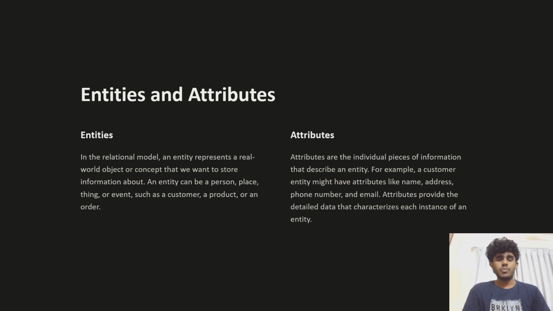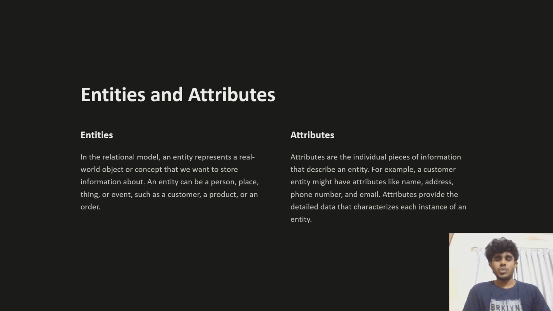Entities and attributes. Entities in the relational model. An entity represents a real-world object or concept that we want to store information about. An entity can be a person, place, thing, or event, such as a customer, a product, or an order. Attributes. Attributes are the individual pieces of information that describe an entity.